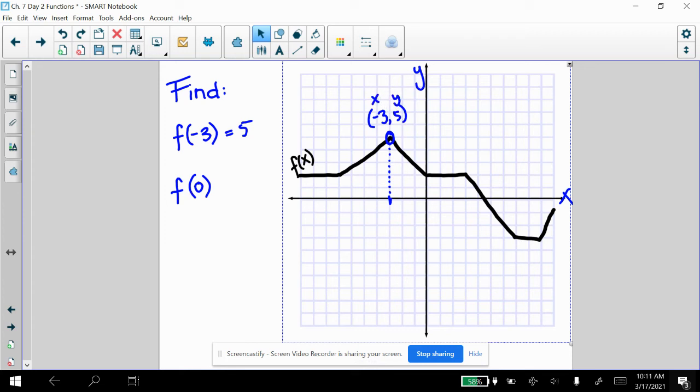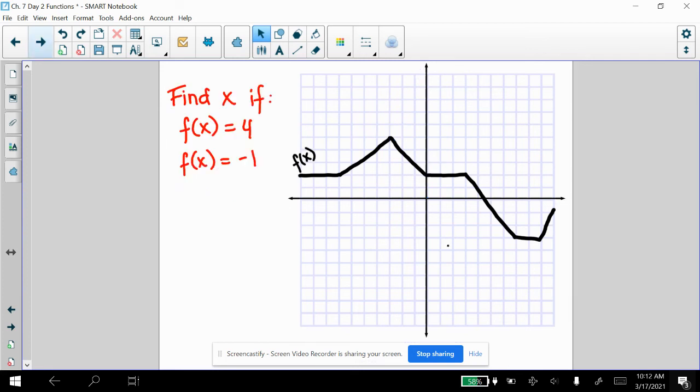So what about f of 0? Well, I know f of 0 is right here, x of 0. So I'm going to go up and find the function right here. And that is 0 comma 2, that point. So I know my output here is going to be 2. If I plug in 0 for my function, my output will be 2.